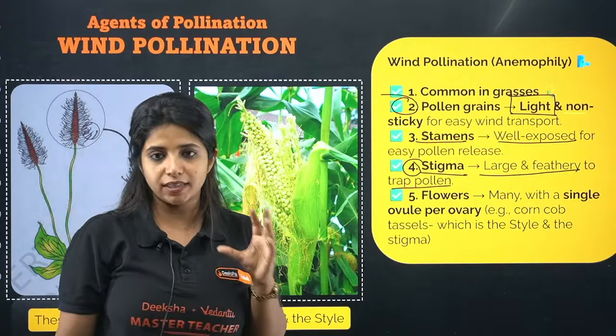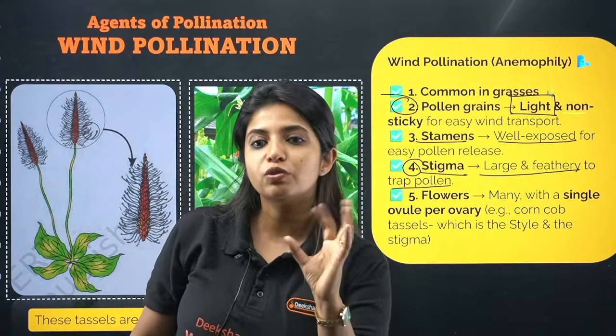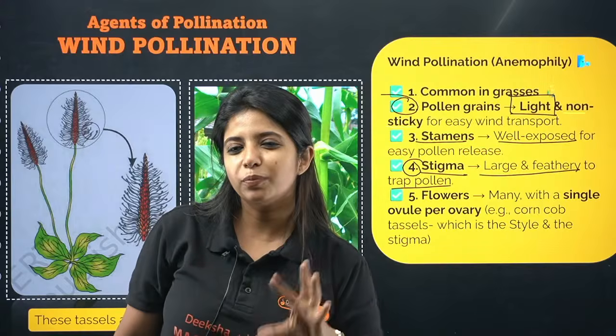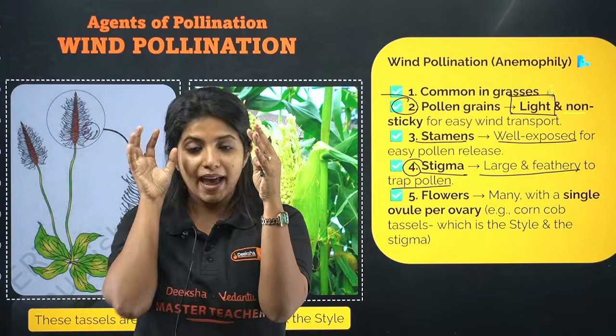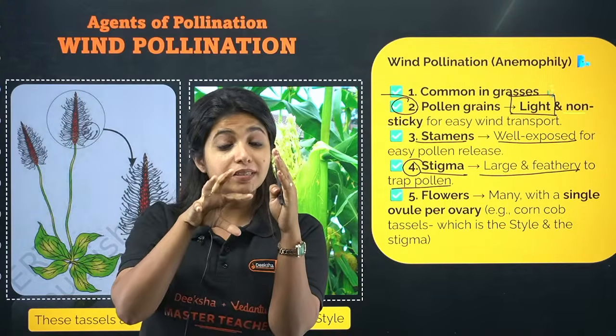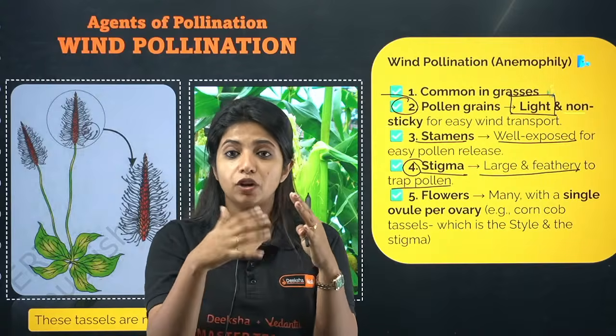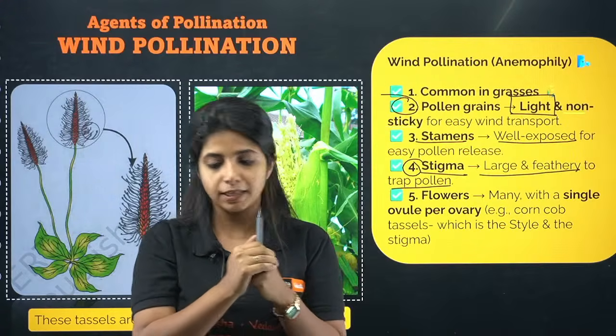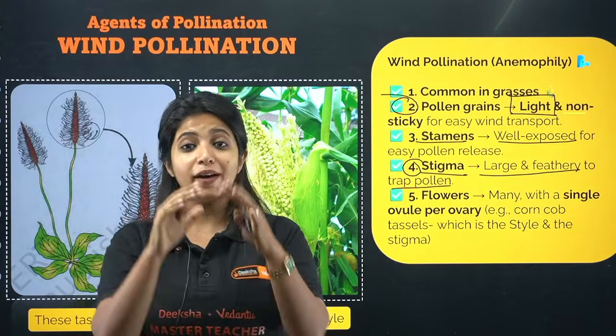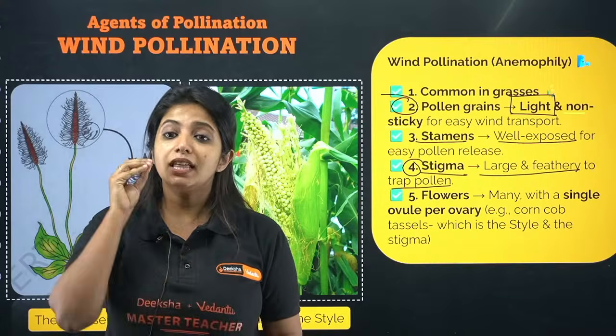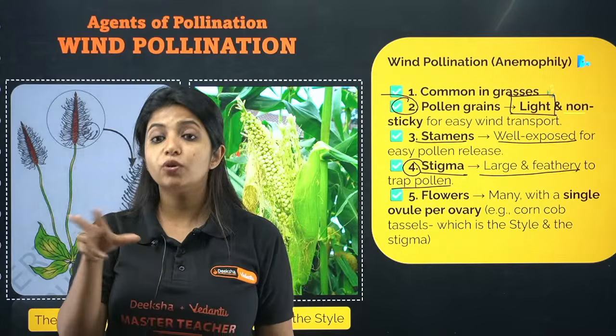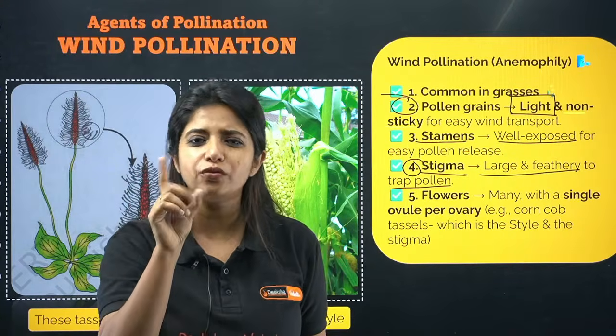What about the flowers? The flowers usually have one ovule per ovary. What is ovule per ovary? Listen, the ovary has ovules, right? An ovule is a thing that will transform into a seed if fertilization has taken place. Now, in the case of watermelon and papaya, you have multiple ovules. But in this particular case, the plants that undergo wind pollination generally have one ovule per ovary.